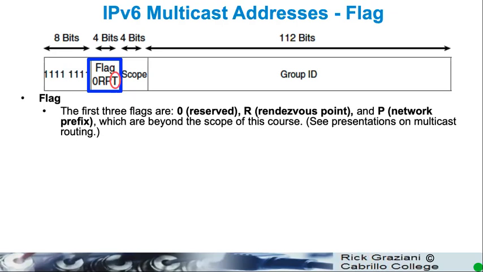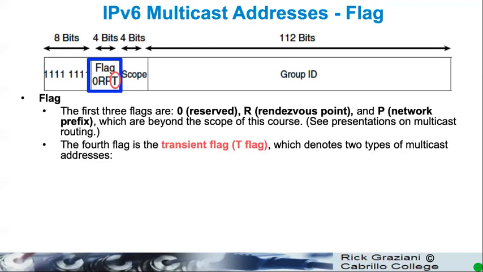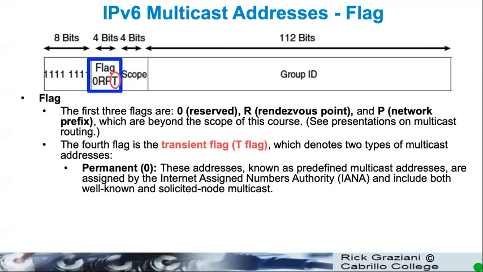The 4th bit is known as the transient flag. And this actually denotes 2 types of multicast addresses. Permanent, when it's a 0: these are predefined multicast addresses, also sometimes known as well-known multicast addresses. And that's really what we're going to be talking about in this set of videos.